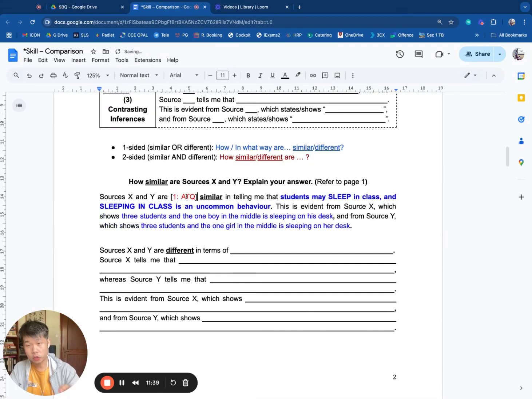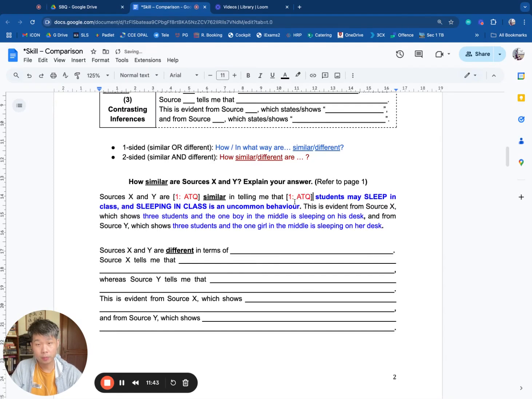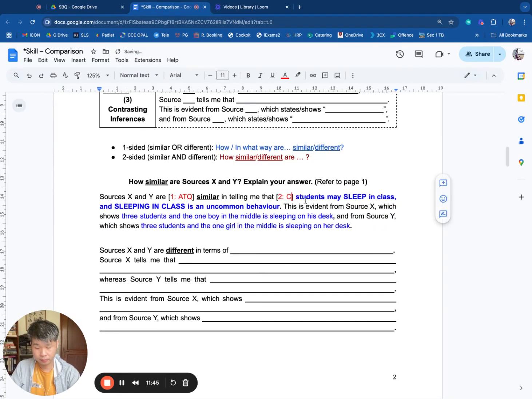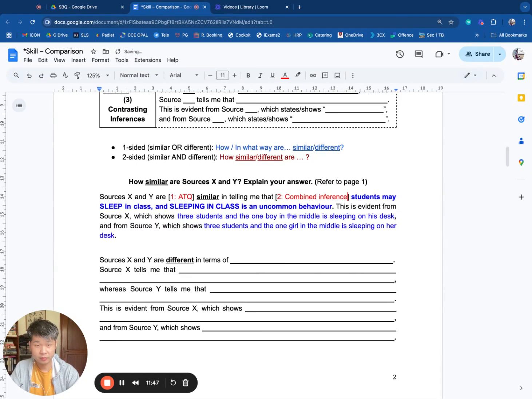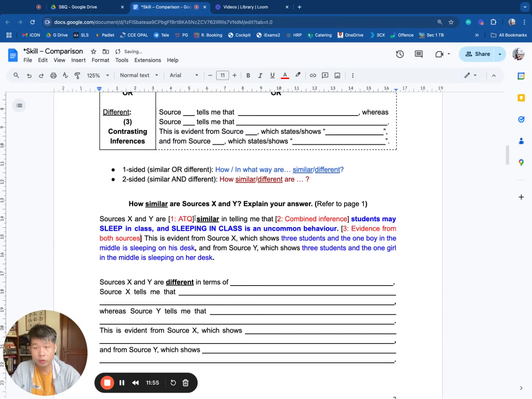So you can label by drawing a curly arrow out and labeling it. And here's the combined inference. And then you conclude with the evidence from both sources. And therefore, there are these steps.